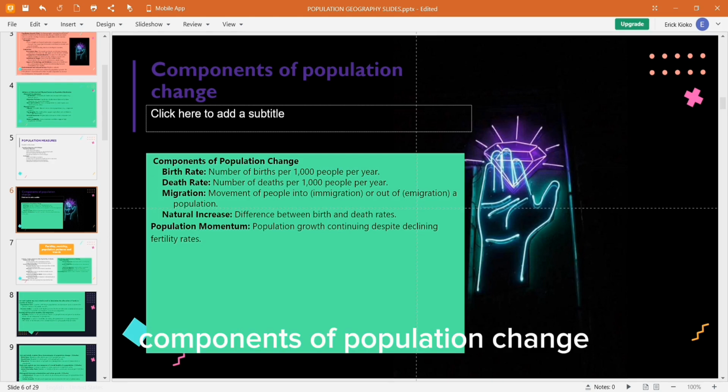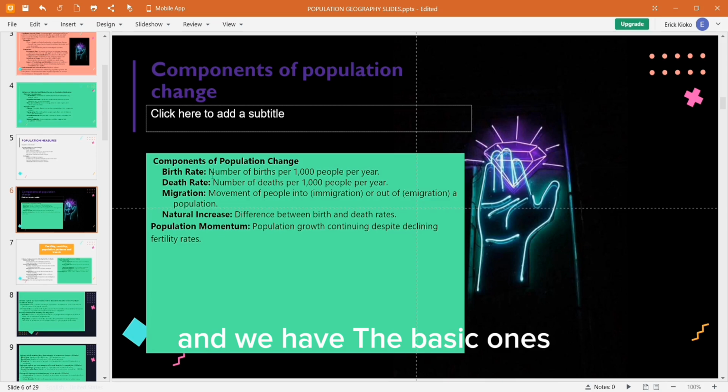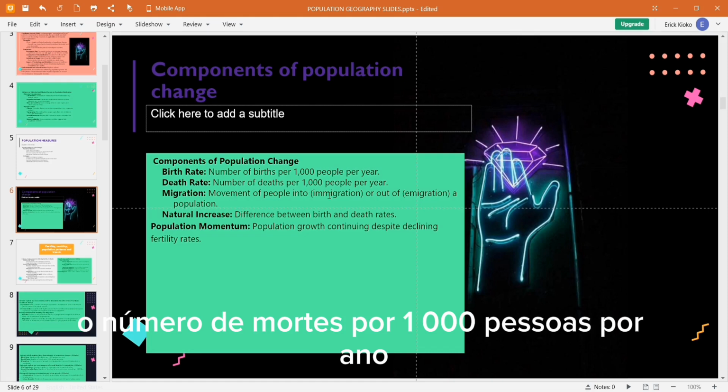Components of population change. We have the basic ones: birth rate, death rate, migration, natural increase. Let me explain. Birth rate is the number of births per 1,000 people per year. So you must give the quantitative factor, the number of births, then per 1,000 people, then the duration, per year. We have death rate: number of deaths per 1,000 people per year.